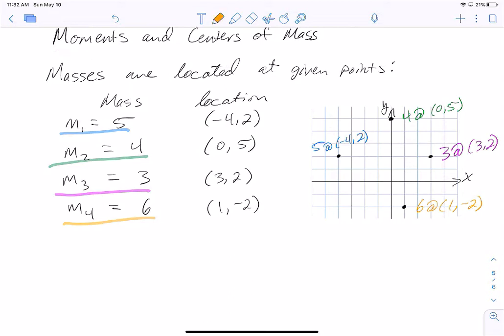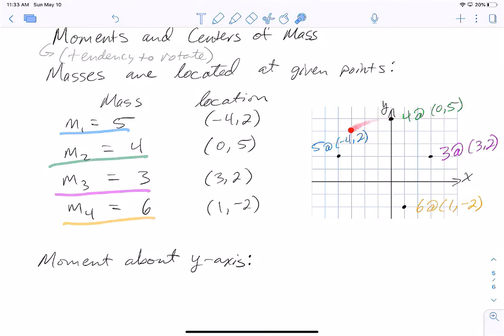something called moments. Don't ask me why they're called moments. Now, a moment is a tendency to rotate. And when we talk about the moment about the y-axis, it's the tendency of this system to want to flip either to the left or to the right. So we have this single mass over here in the second quadrant. It's a mass of 5, and it's at -4, 2. And its location is 4 units away from the y-axis.